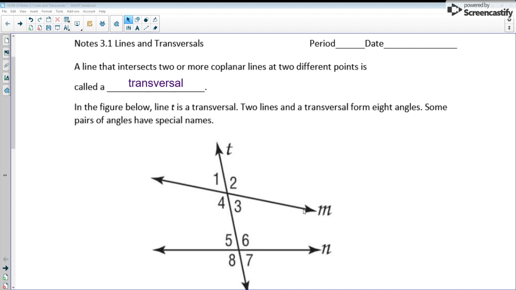Today we're going to talk about lines and transversals. A line that intersects two or more coplanar lines at two different points is called a transversal. For example, line T would be considered the transversal. Two lines and a transversal form 8 angles. Some pairs of angles have special names.